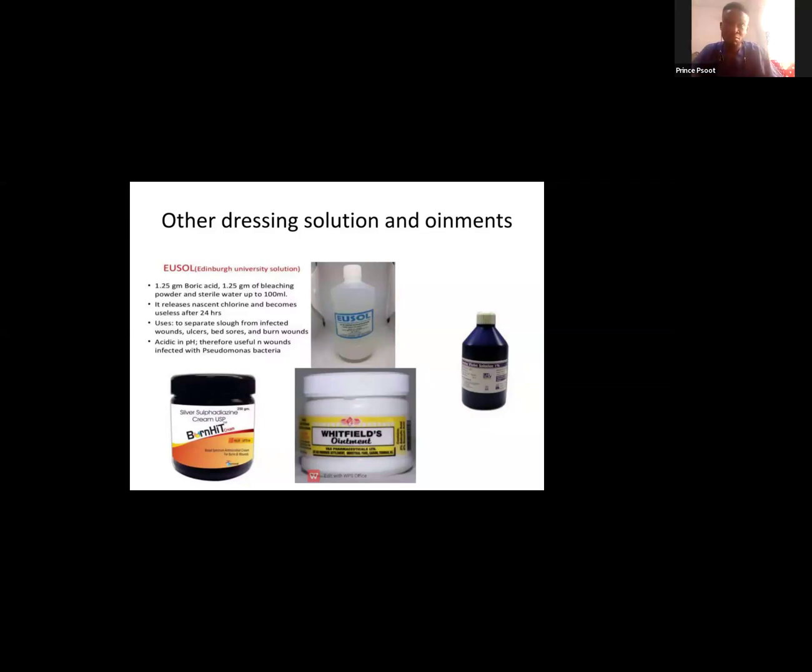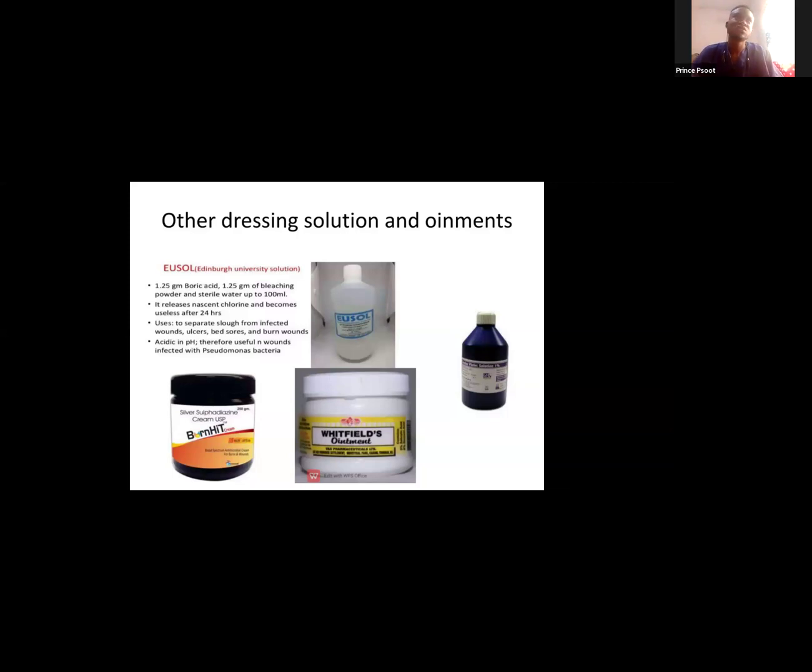Then we have, okay, it contains 1.25 gram of boric acid and 1.25 gram of bleaching powder and sterile water up to 100 ml. Now, this releases nascent chlorine and becomes useless after maybe 24 hours. What we use it for is to separate slough from infected wounds, ulcers, dead sores, and burn wounds, so that the wound can easily granulate.